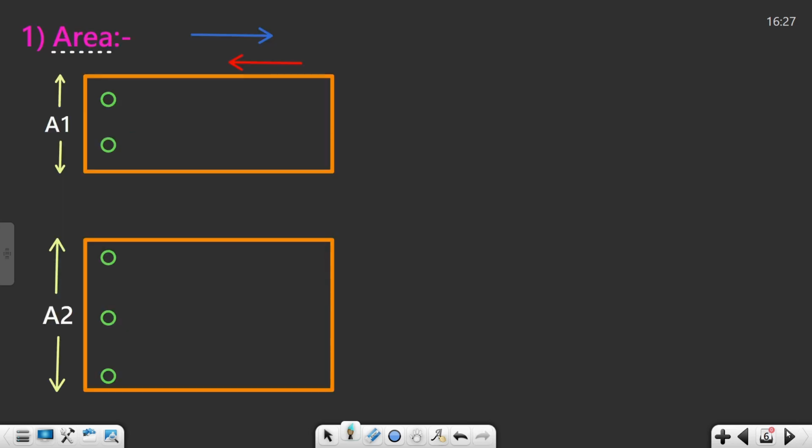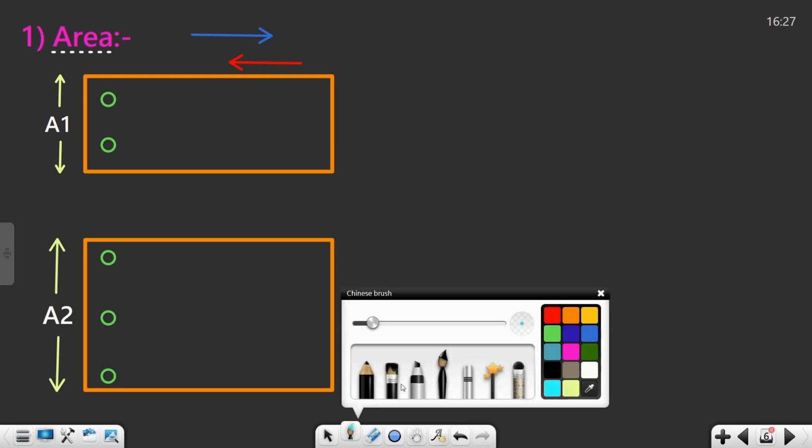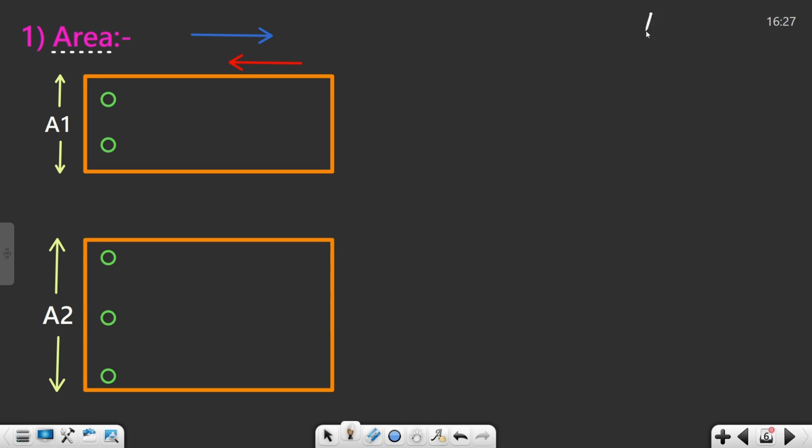So let's proceed further, and let's say there is this particular conductor whose area is A1, and then I have another conductor whose area is A2. Just by looking at these two diagrams, you can clearly guess that A2, the area of conductor 2, is greater than the area of conductor 1. This is what we can see just by looking at the diagram. Let me just highlight this particular point.